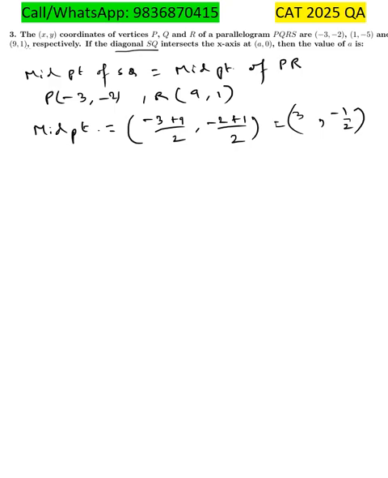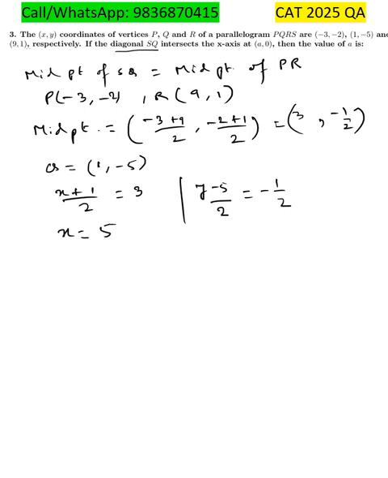So this is midpoint of SQ and Q is given (1, -5). तो इधर से S निकल जाएगा, so we can write (x + 1)/2 is equal to 3, (y - 5)/2 is equal to -1/2. So x is equal to 6 - 1, so ये 5 and this is -1 + 5, this is 4. So S coordinate (5, 4).